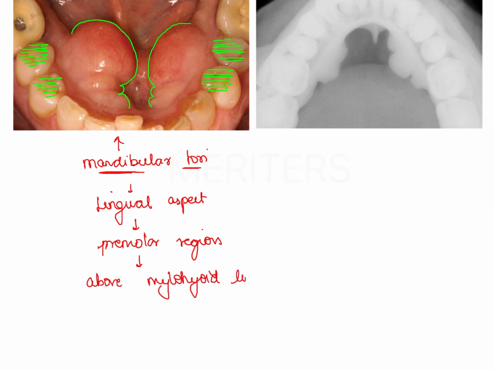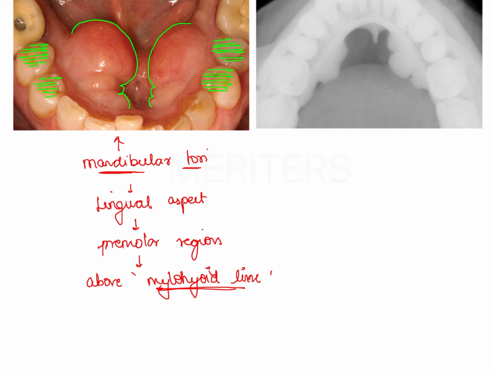So what is this term mylohyoid line or ridge? It is nothing but a normal anatomical landmark found on the lingual aspect or medial aspect of the mandible. This mylohyoid line or ridge extends from the midline, that is from the genial tubercle, and runs posteriorly up to the level of the third molar, and it is continued posteriorly as the mylohyoid groove.